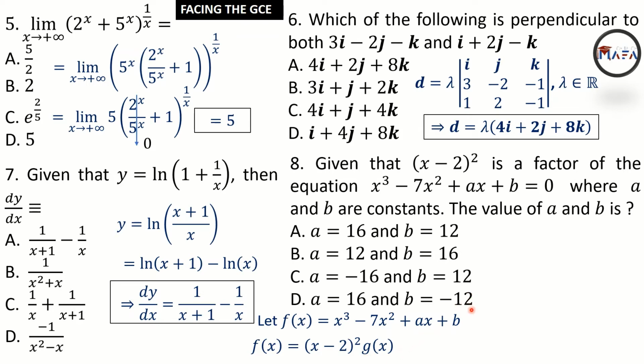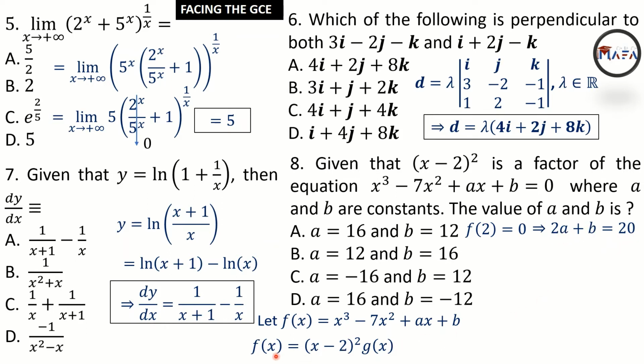So x minus 2 all squared being a factor means that x equal to 2 is a root. Since x equal to 2 is a root, it means f of 2 is equal to 0. With f of 2 being equal to 0, we just substitute and simplify in this equation. We get the first equation, which says 2a plus b is equal to 20.